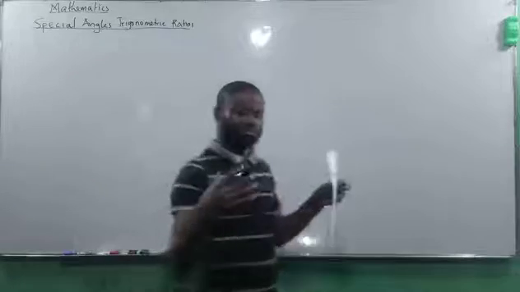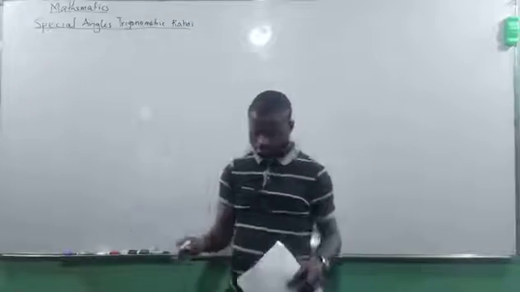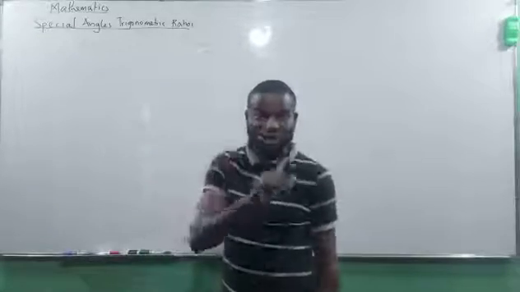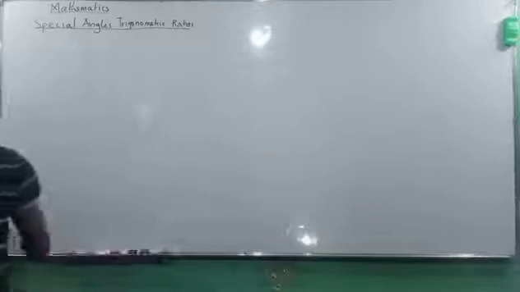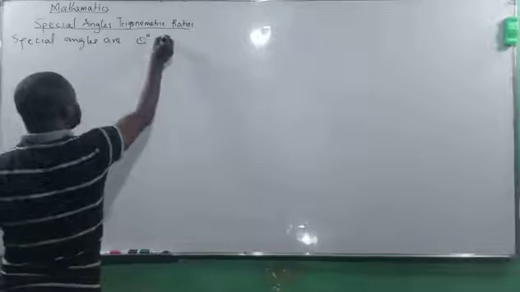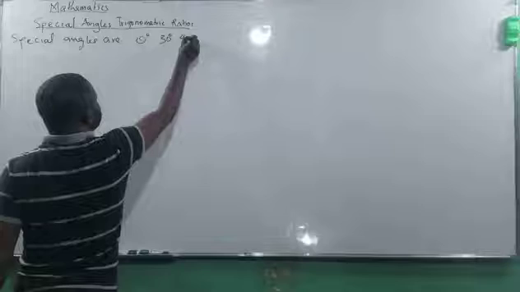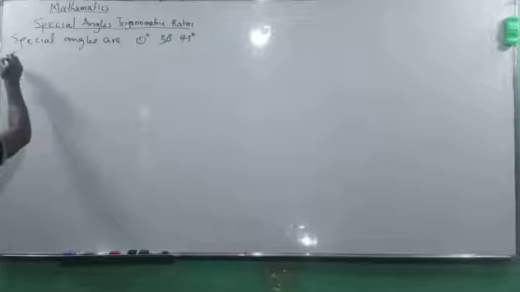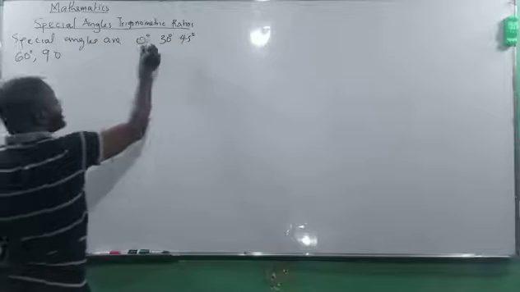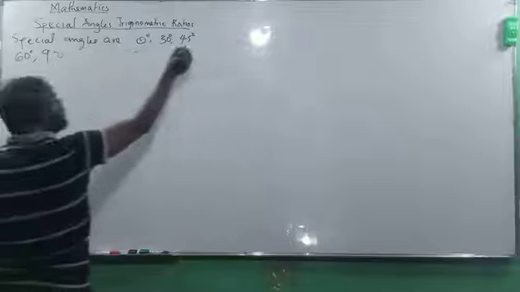Don't forget that in the next video I'll work on quadrants. From quadrants you will understand the nature of angles. Now at this point, the special angles are 0 degrees, 30 degrees, 45 degrees, 60 degrees and 90 degrees, which are of the first quadrant. They are all of the first quadrant.